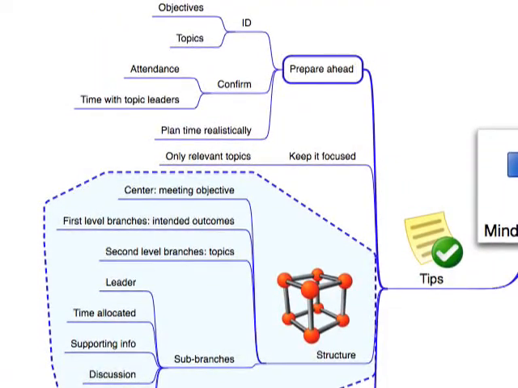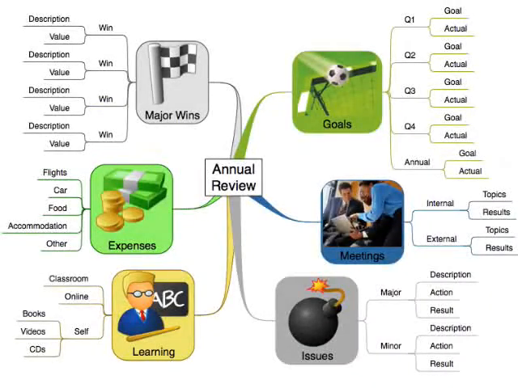and mentions some specific tips to get the most out of using mind maps for your meetings. Another place where the clarity of mind maps can be very useful is for staff reviews, as in this mind map. You can see here that the goals can be identified, the meetings that were held during the period, the issues that were encountered and how they were dealt with, what the employee learned, the expenses, and finally the major wins, so you can end on a positive note.